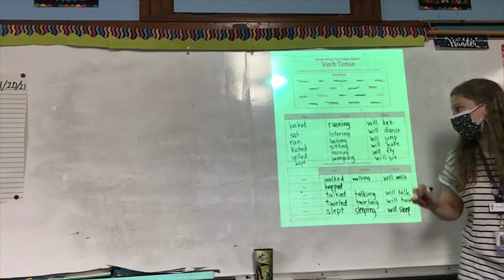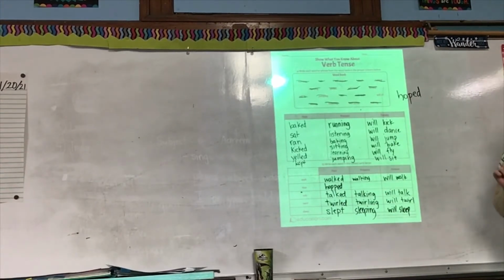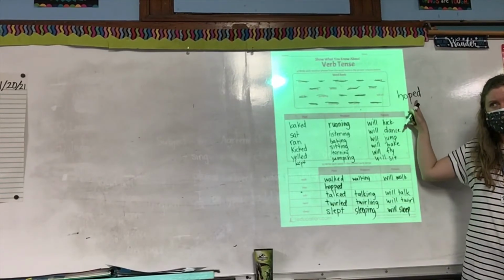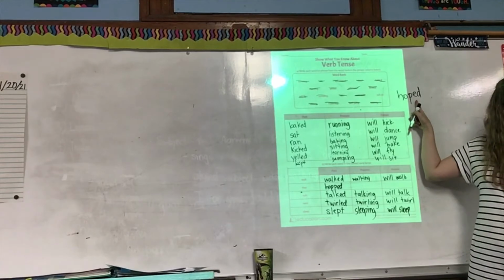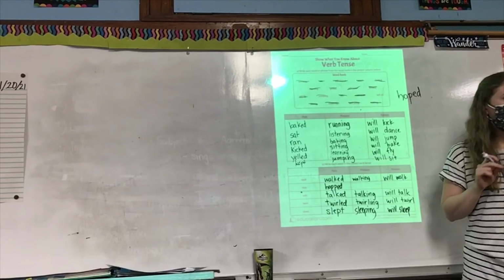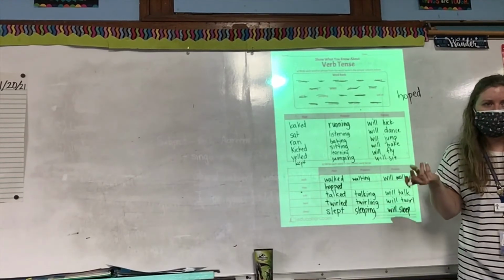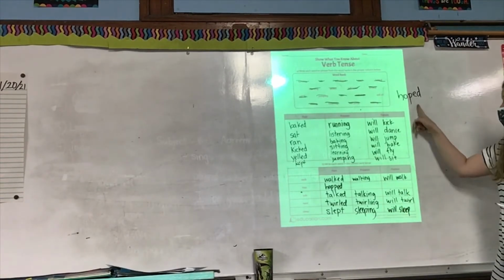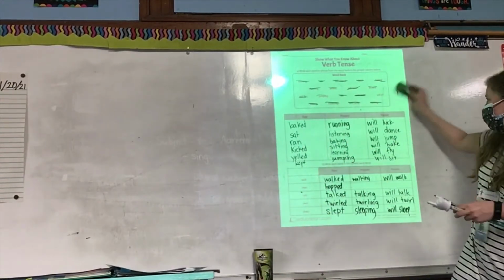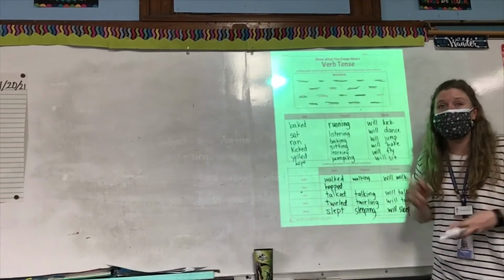So instead of H-O-P-E-D, it looks like this. What is this word right here? It's not hopped. Zadie? Hoped. It means I hoped I would get a new puppy for Christmas. So this is not hopped. This is hoped. That's why some words, when they end with vowel consonant, you have to double the consonant and then add the ending.